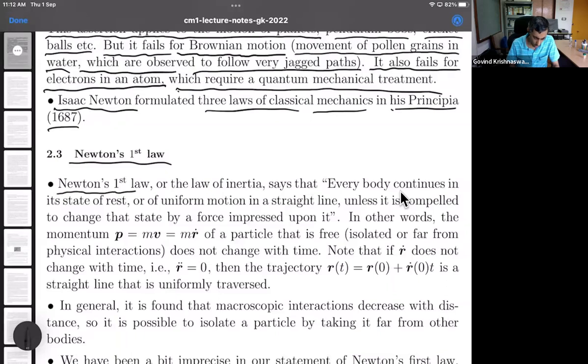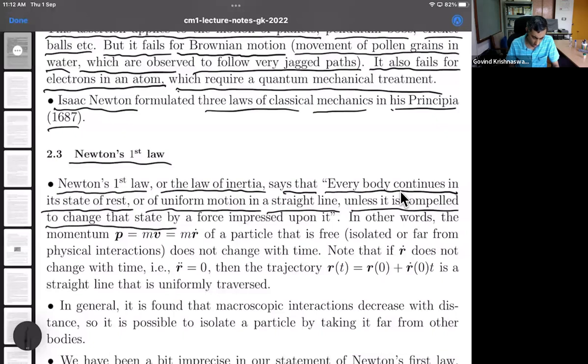So Newton's first law, also called the law of inertia, says that, okay, this is the first statement, a translation from Latin: every body continues in its state of rest or uniform motion in a straight line unless it is compelled to change that state by a force impressed upon it. Okay, so let me say that again.